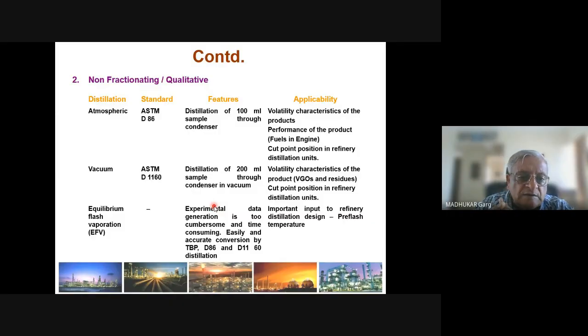ASTM has come out with two methods called ASTM D86 and D1160. ASTM stands for American Society for Testing and Materials. D86 is for distillation at atmospheric pressure, so we don't go above 360. And if you need to go above 360, then you apply vacuum.